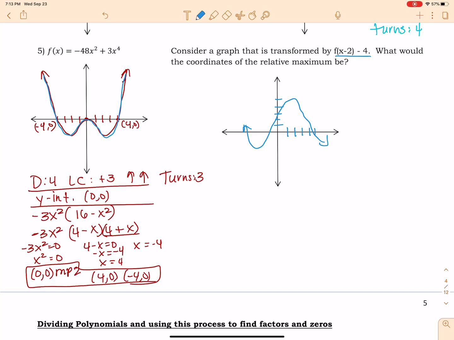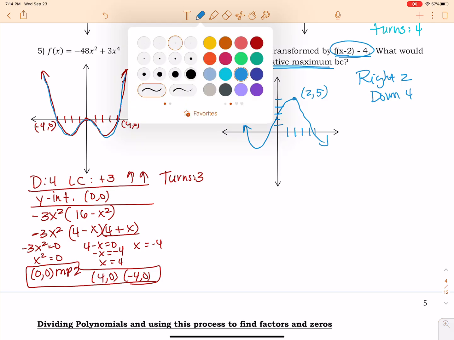Okay, so we have a maximum value, a relative maximum, because we've got this peak right here, and this ordered pair is at (2, 5). All right, so if we transform it by this transformation right here, that means right 2 and then down 4. What would that look like? That is essentially what we're looking at.